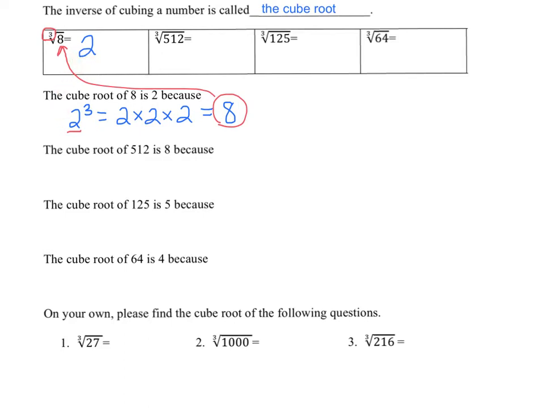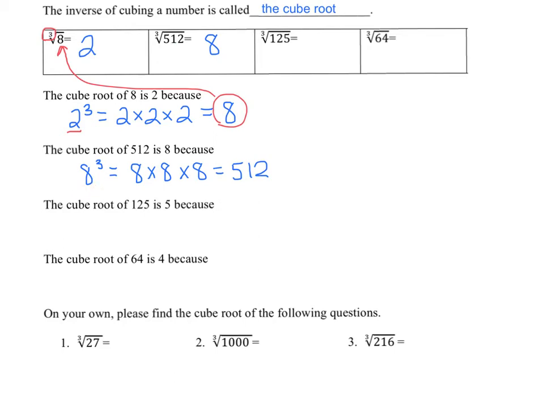Let's look at another example. The cube root of 512 is equal to 8. So the cube root of 512 is 8 because 8 to the third power is equal to 8 times 8 times 8, which is equal to 512. So if you notice, 512 is inside of your cube root, and the answer is your base, which is 8.